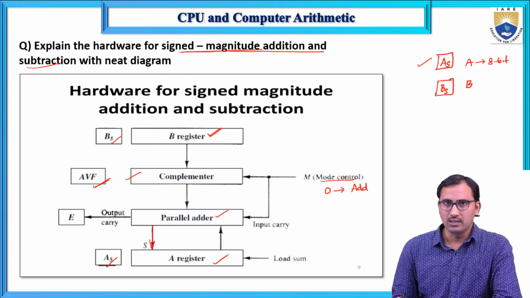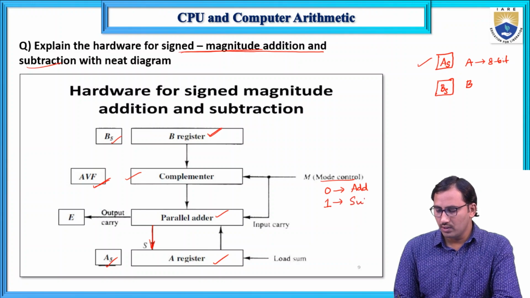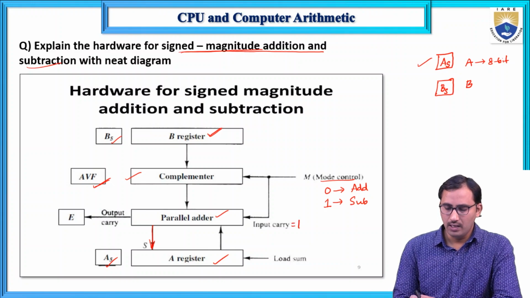And coming to subtraction. For performing subtraction, the M bit should be 1. So when M is equal to 1, it performs subtraction. When M is equal to 1, the input carry becomes 1 here, and the complementer performs the complement operation. That means the B value will be complemented.